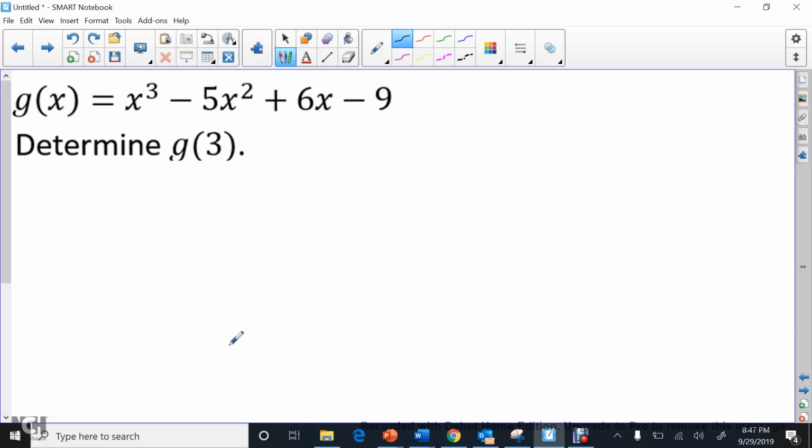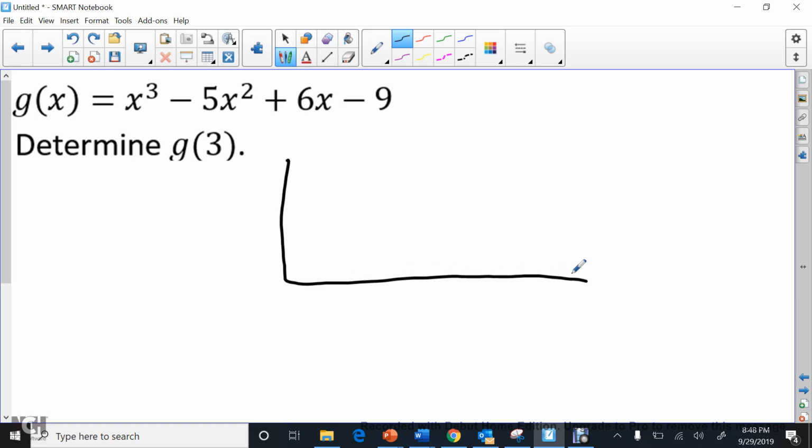In this problem, they want us to determine g of 3. We're going to use what's called the remainder theorem. What that says is if we can divide this polynomial by the root 3, the remainder of our division problem will be the answer to g of 3. So let's do this problem with synthetic division. It is faster than long division.